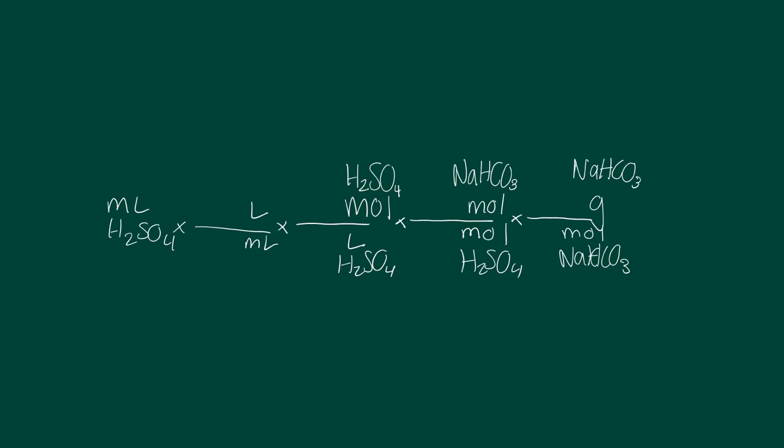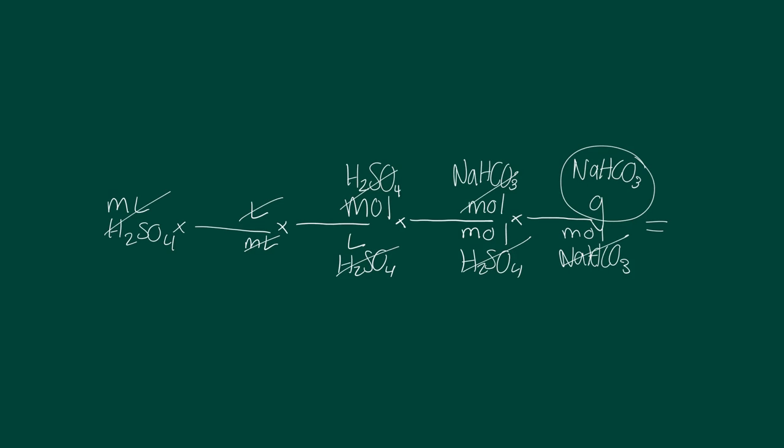And just like other dimensional analysis problems, you're going to want all of your units to cancel out so that you're left with the one that you're solving for. So milliliters cancels out, liters cancels out, moles of sulfuric acid cancels out, moles of sodium bicarbonate cancels out, and we're left with grams of sodium bicarbonate, which is exactly what we wanted.